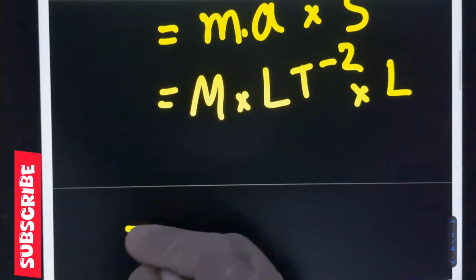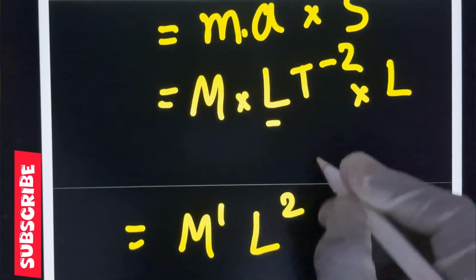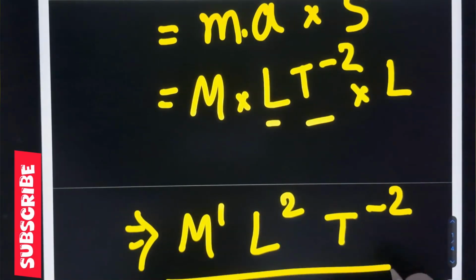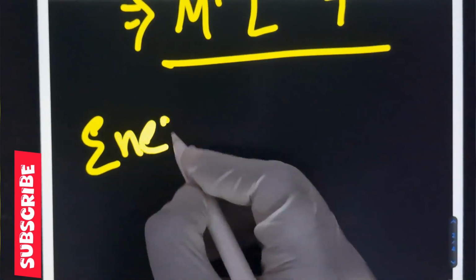We have to multiply here m power 1, L power 2, t power minus 2. So the dimensional formula of work is m power 1 L power 2 t power minus 2. Next, energy. The work and energy have the same dimensional formulas.